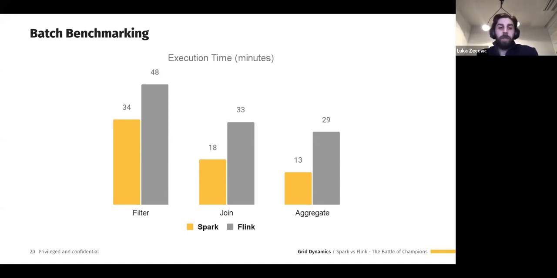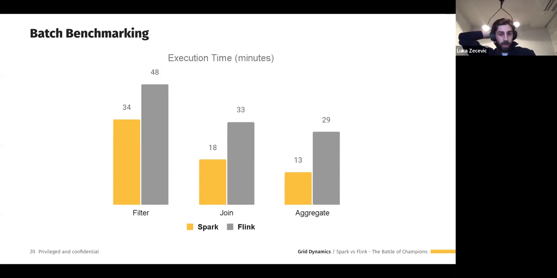Join was done between sales and customers on the customer key. And aggregation was a simple aggregation of revenue per day. Keep in mind that the Flink part was done using the DataStream API in batch mode. So that's why Flink is slower, as we can see, just because it's an experimental and new way of Flink, where they have the same API for stream and batch.